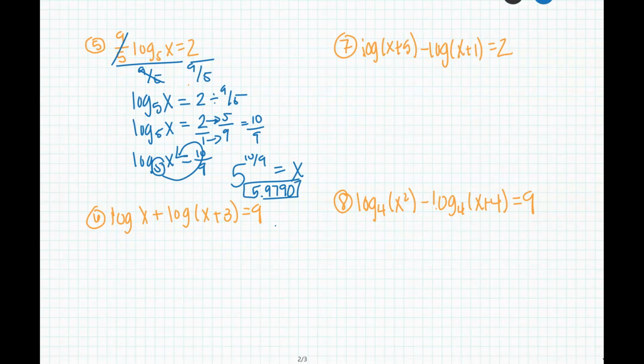And that would be it for number 5. Let's look at number 6. Now 6, 7, and 8 are all real similar because you can see that they have 2 logs on the left and a numeric value on the right.